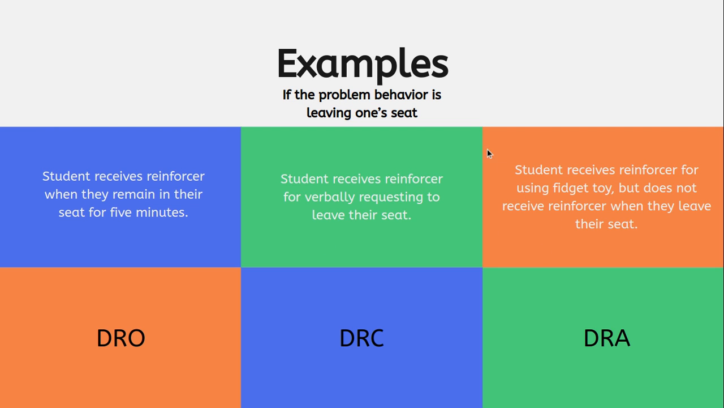Now, in these examples, it's important to note that you would have to find the function of behavior for each one. While the behavior itself, which is leaving one's seat, may be the same in all three examples, the function may not be the same, and you need to identify that before you determine if you want to use differential reinforcement, and if you do, which type of differential reinforcement.